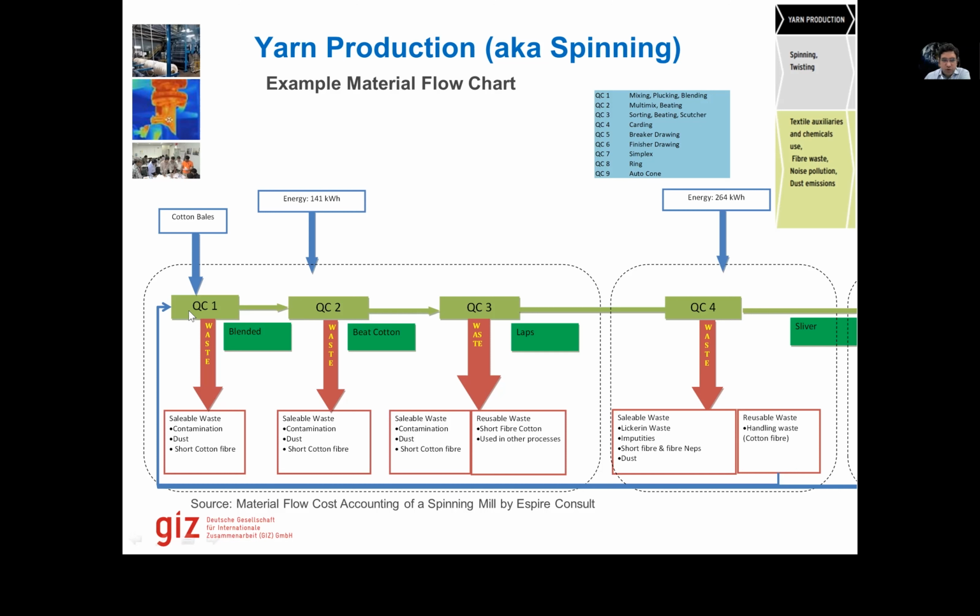And then we show what the inputs are. So for example, in process 1 or quantity center 1, I will explain to you later why we call it quantity center, we have cotton bales that go in. Then the output, or the sub product, is blending. And then we have some wastes at the bottom. Then QC2, that is quantity center 2, is where we do the beating of cotton, and then we have beat cotton available after this process.